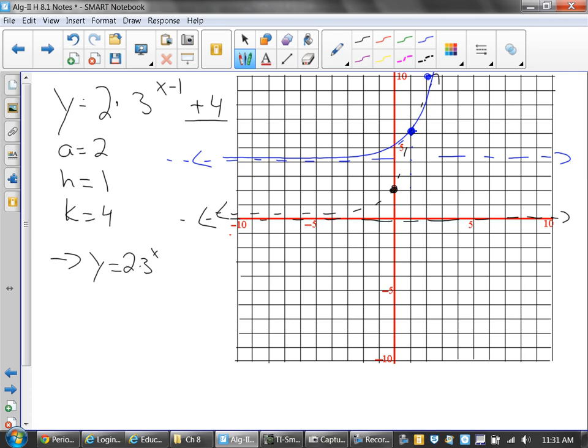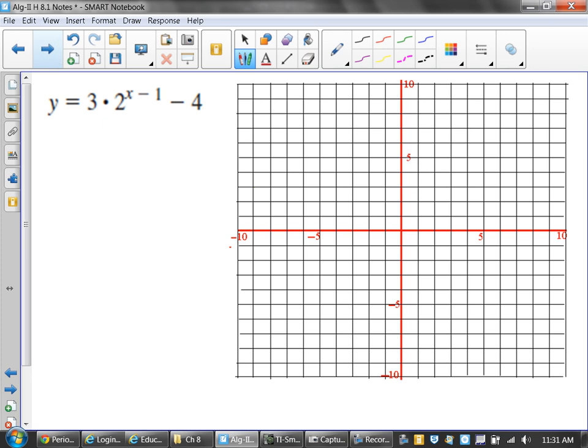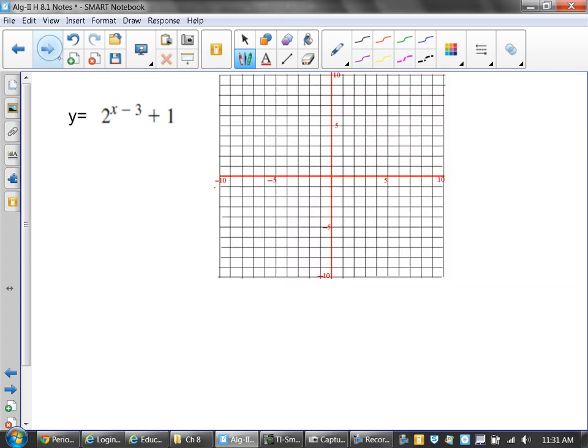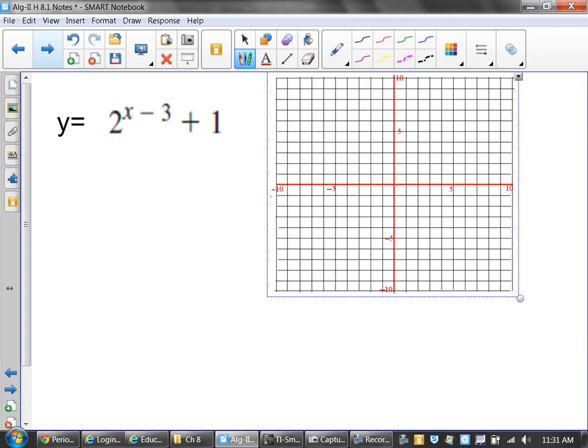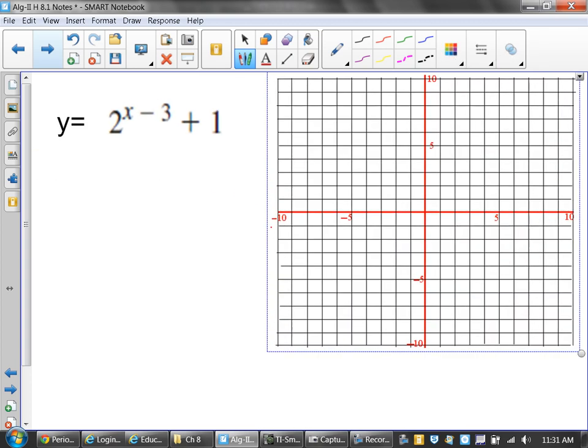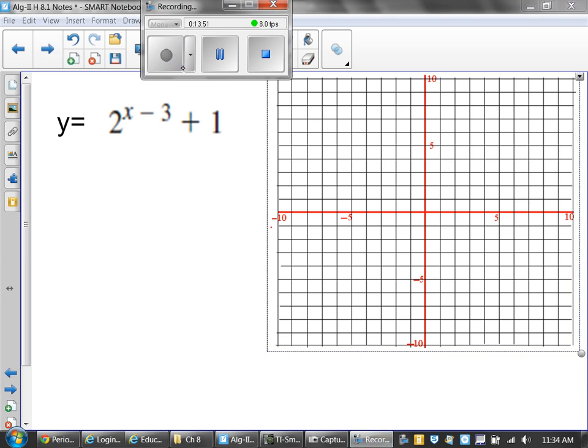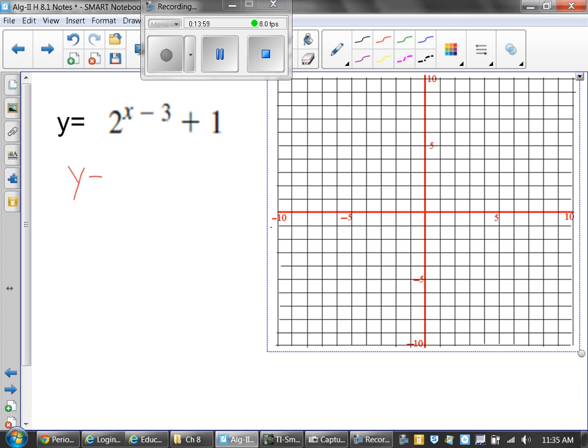So let's take a look at another example. It's basically the same problem we just did. All right, try this one. Take a second. Give it a shot. You go to start this. What is your parent function y equals a times b to the x going to look like? What's your value of a? 1.